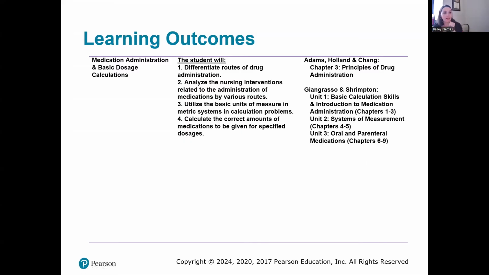So by the end of class, you'll be able to differentiate the routes of administration and analyze the different routes and what the benefits and risks of them are. Utilize basic units of measurement and calculate correct doses.